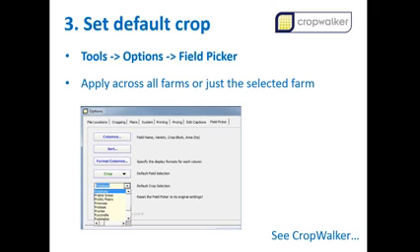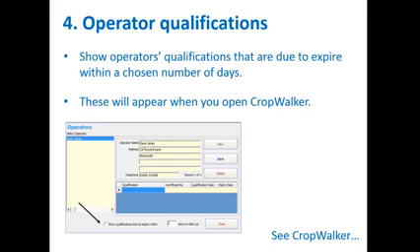So moving on then, I mentioned flagging up when operators' qualifications or certificates are due to expire. And this is a new option. You can set that to appear when you open up CropWalker. You can choose to show operators' qualifications that are due to expire within your chosen number of days. So you can see down there, if you tick show qualifications due to expire, you can then set the number of days, and then within that number of days before the expiry date is due, when you open up CropWalker, you'll get a message that those certificates are about to expire.